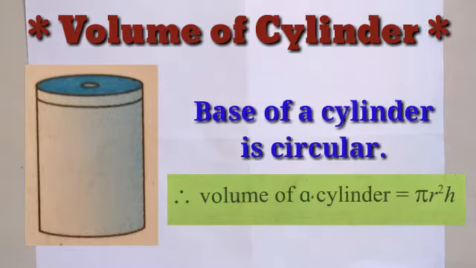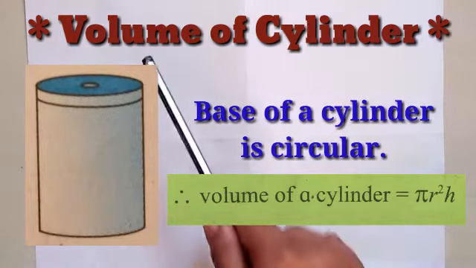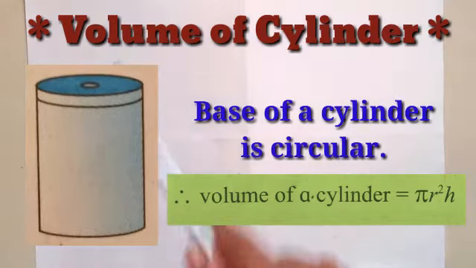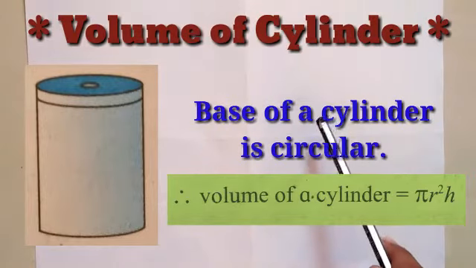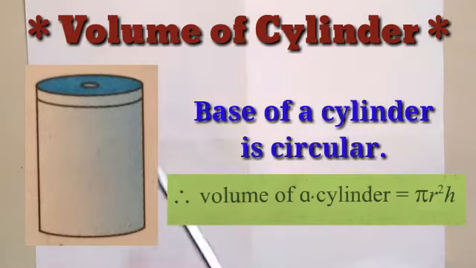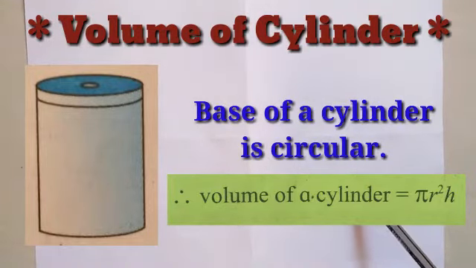So here the circular structure is there, that's why we have taken the pi, and this figure has two circular sections, one upper and one lower, that's why we have taken here r square, and the h means the height of that cylinder. Got it, students? So therefore the volume of a cylinder is equal to pi r square h.